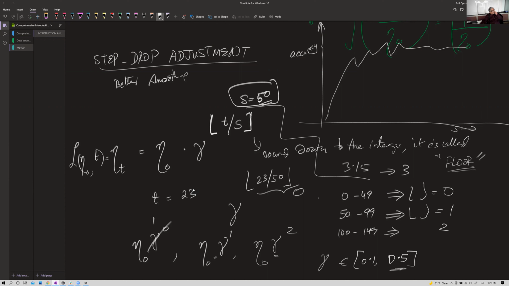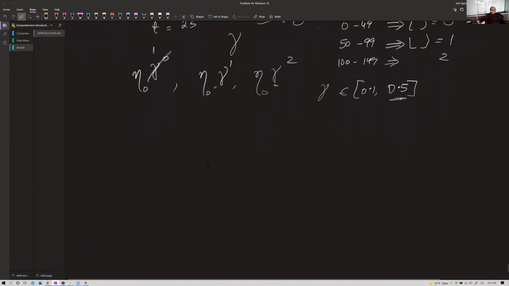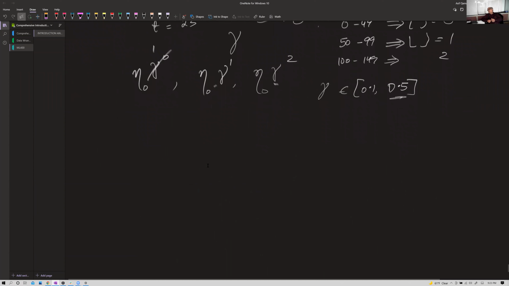So this is called the step drop adjustment. And then comes the crazy one, the cosine annealing, which actually is, you can imagine that if you bounce around with the learning rate, it's not going to be terribly stable. But surprisingly, it gives you very good results. And there is a whole body of research into it. And the reason it works is quite interesting.